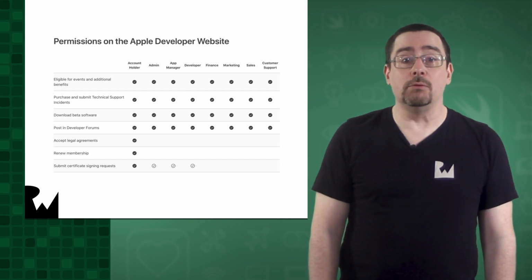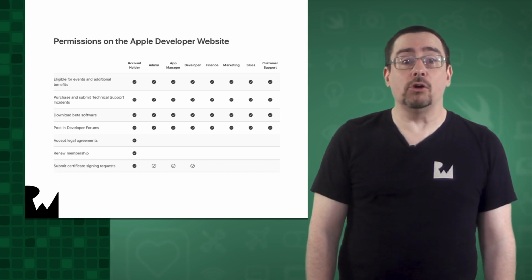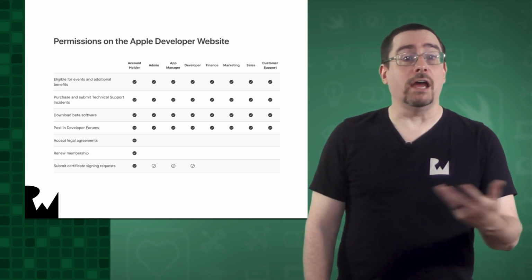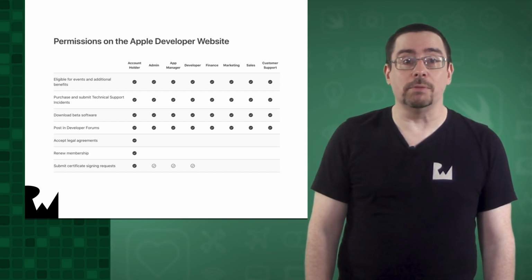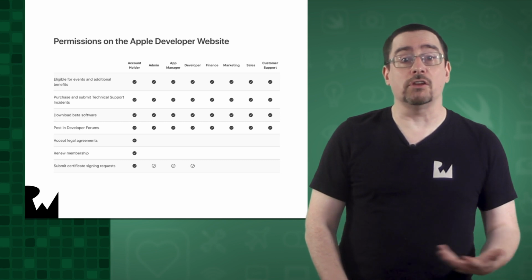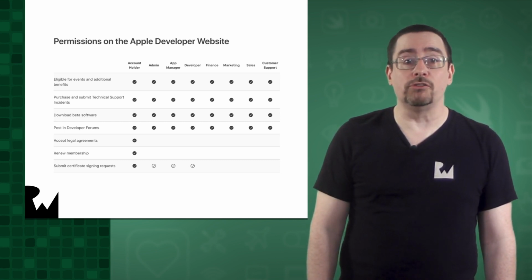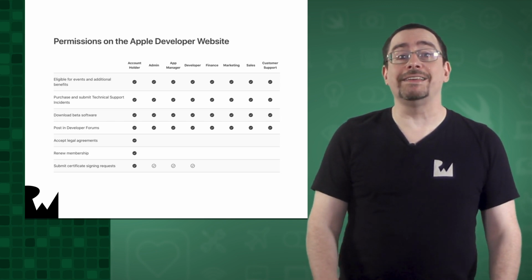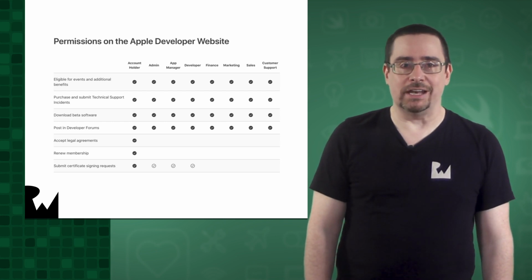Oftentimes, when developing apps, you are working with a team. App Store Connect comes with a series of roles, each with their own permissions. The account holder can do everything in App Store Connect. An admin can do everything except renew membership or accept legal agreements. Then there are roles for customer support or marketing. For more information, see the roles documentation referenced in the author notes. With all that said, let's create a listing for our app in App Store Connect.